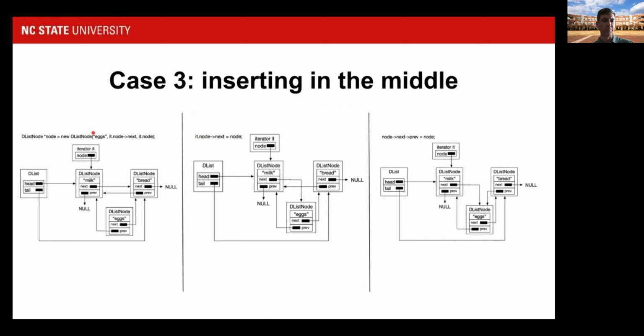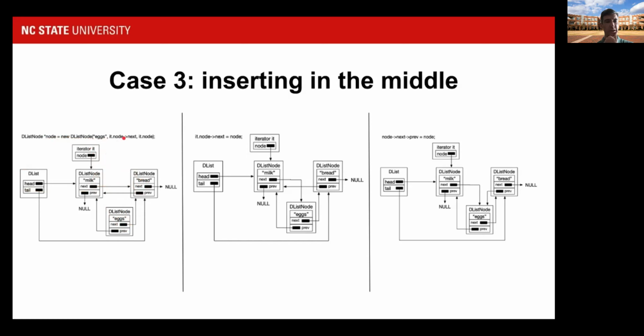Okay, so if I'm inserting in the middle, then basically what I have to do is rewire the links of two existing nodes to point to a new node that's going to be between them. And the allocation of that new node is fairly simple. I can say that I'm going to add a new node eggs in between milk and bread. And so when I allocate that new node eggs, I'm going to set its next pointer to point to bread, which would be whatever comes after the iterator, right? So it.node next would be bread.